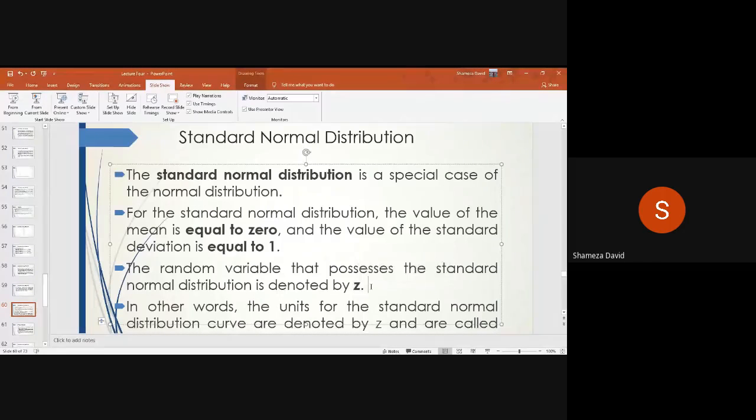Our random variable that we are investigating is equal to X. So we will have to convert our X values to Z values, and then we can use the standard normal distribution curve to find our probability values.